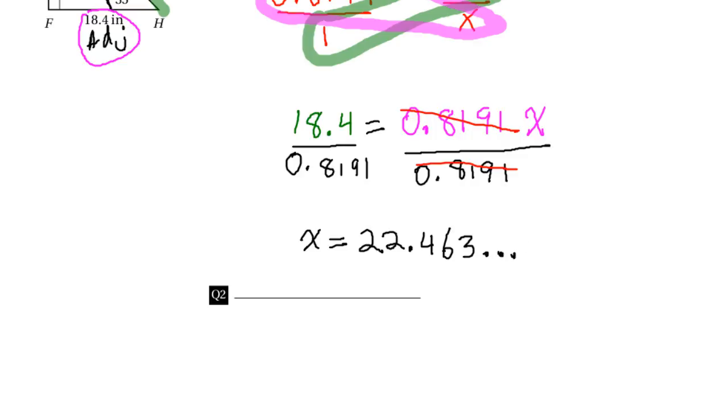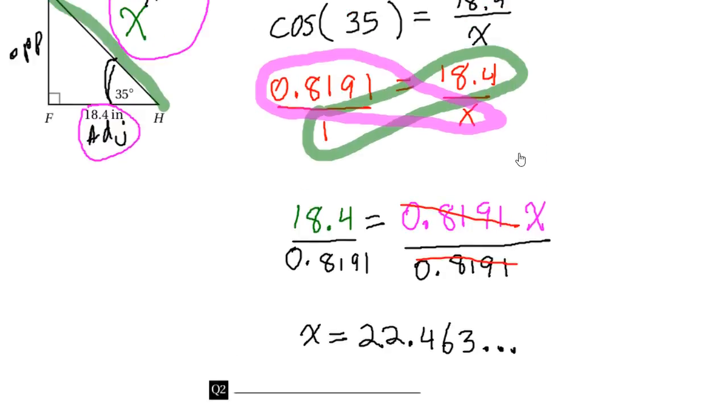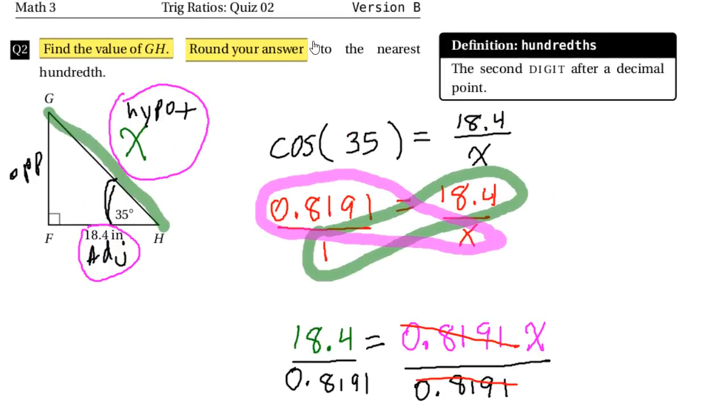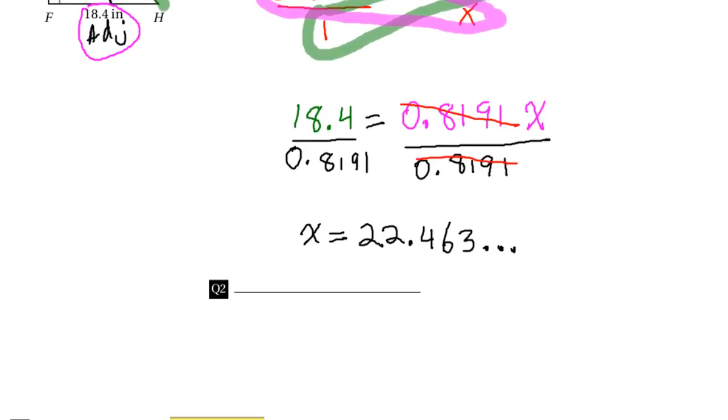Now, if I come back up here to the very top of the directions, it says that they want us to round the answer to the nearest hundredth, and the hundredth means the second digit after the decimal. So if I take a look here, here's 22.46. Here's my second digit, so that's the digit that they want me to take a look at. And right after it is a 3. Because it's a 3, that means that this 6 is going to stay the same, so my final answer is going to be 22.46.